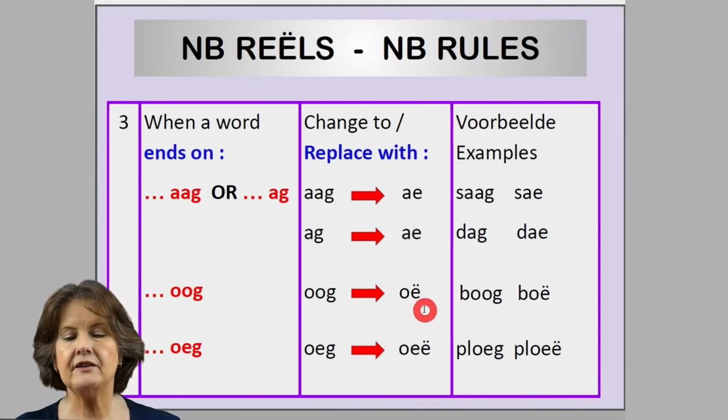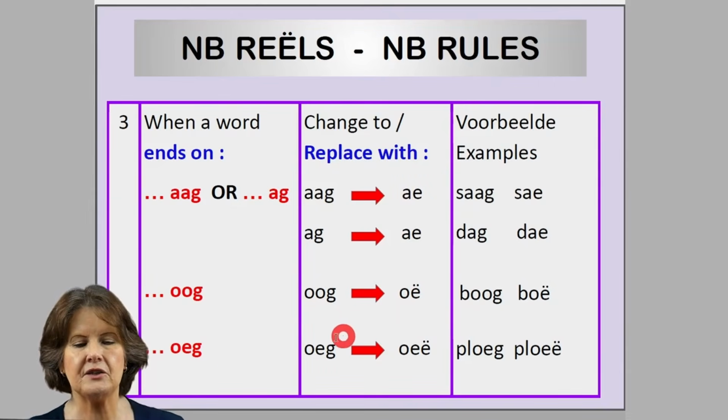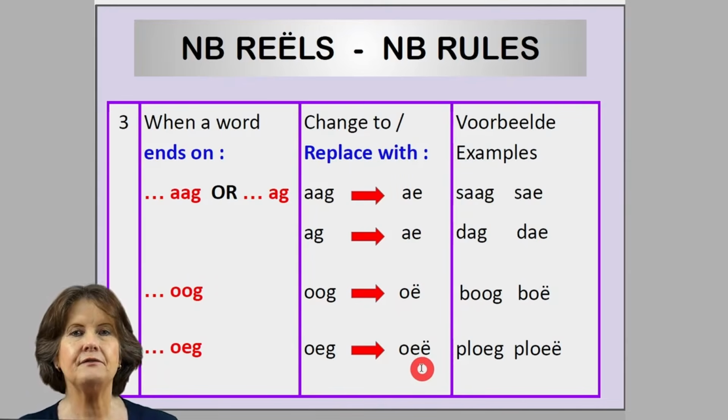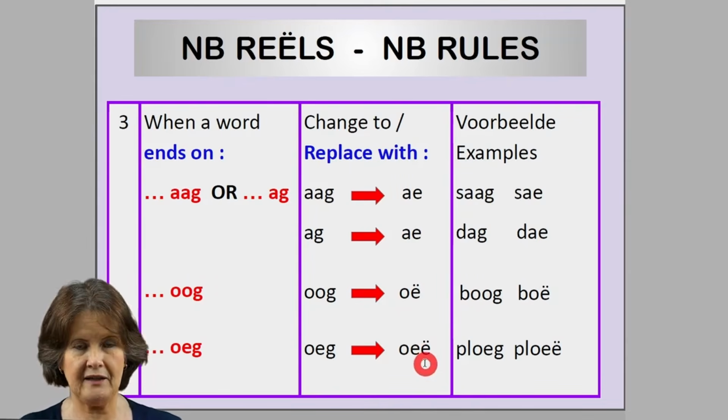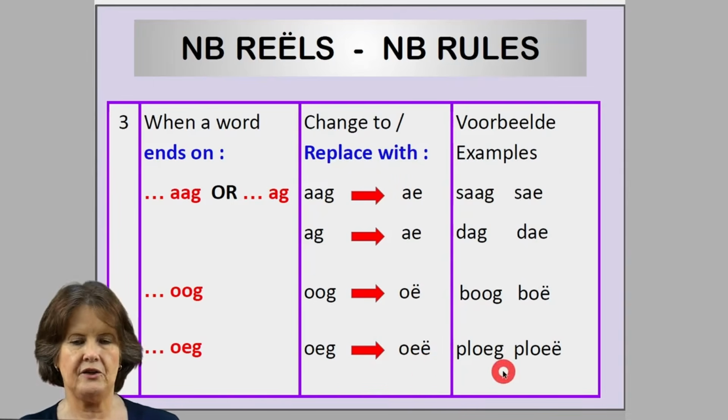So you're going to give me the E, the one with the dots. You can't work this out yourself. You just really need to learn it. OOG goes to OE dots. OEG, I gave you an E, so this one will have 2 E's. The one I gave you and the one you gave me. So remember to learn: OEG goes to OEE dots. And there you have it.